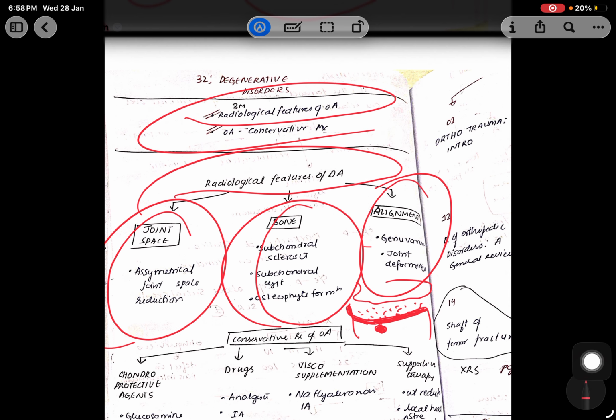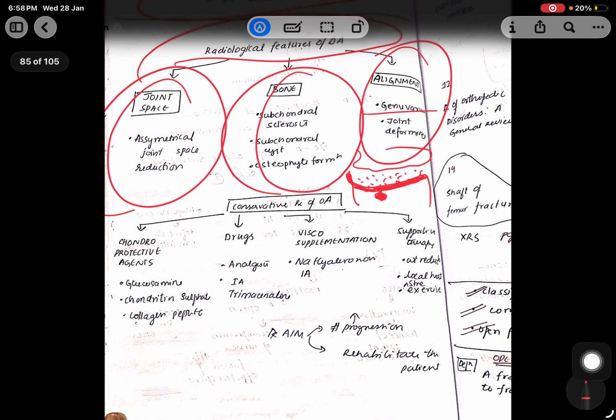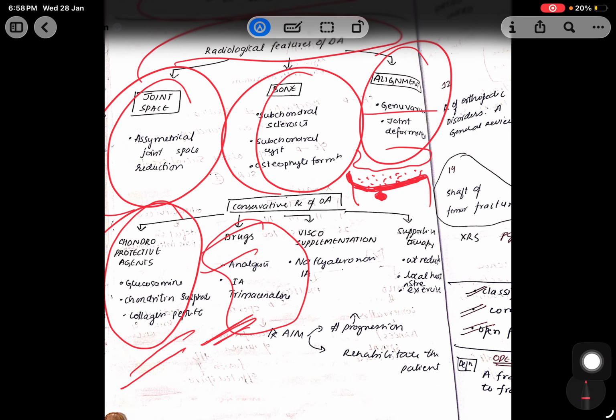Okay. Then these are the genu varum and joint deformity. Again, treatment in and out you should know, but for a 3 marker, this is what is important. Chondroprotective agents. Once cartilage is damaged, you cannot do anything except surgery. Then treat the symptoms. You can either give analgesics or intra-articular injections or transdermal. Then supportive treatment like weight reduction, local heat and strengthening exercises are something which has to be mentioned.